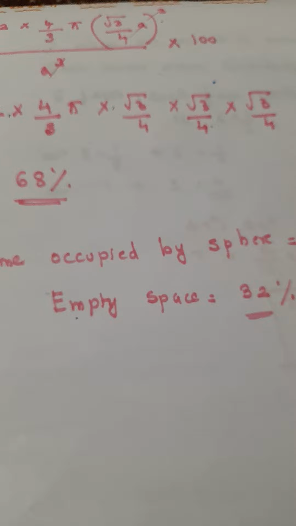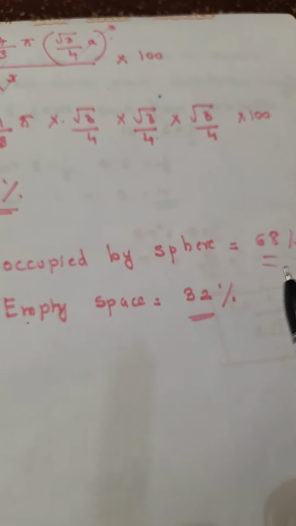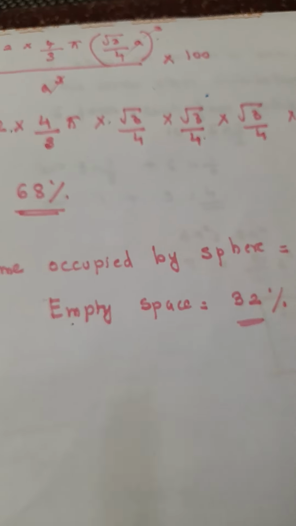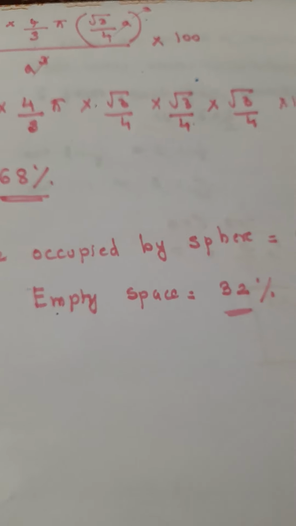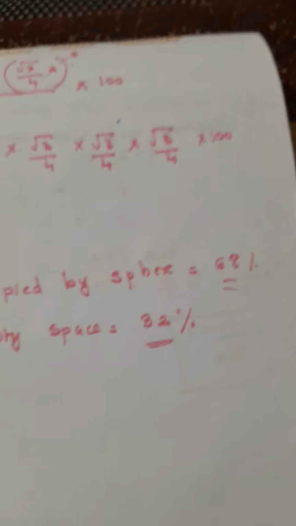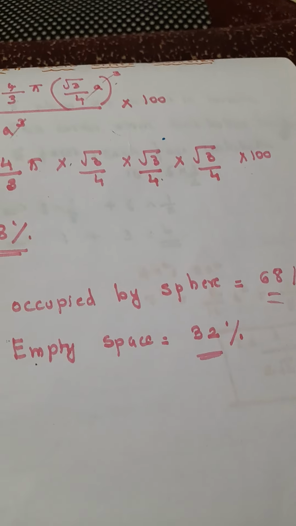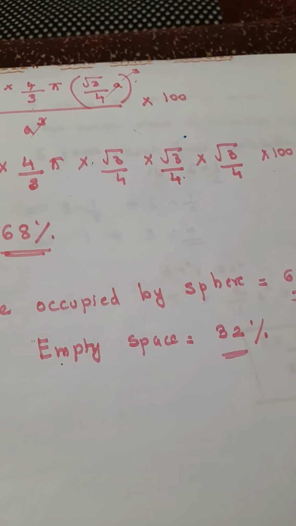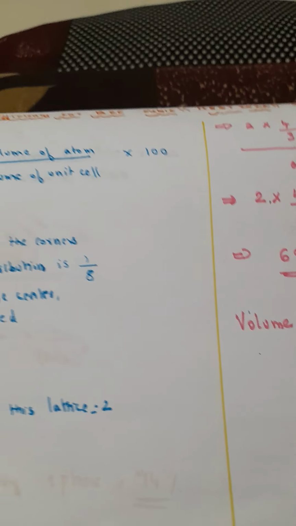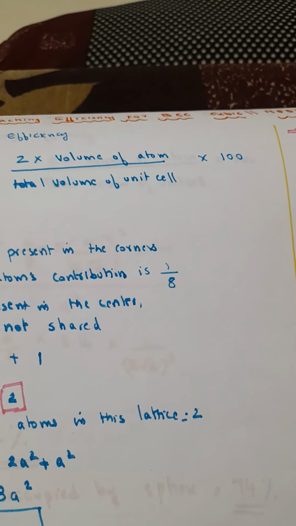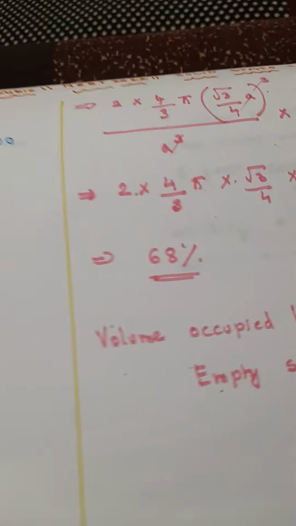Sometimes they can also ask you the empty space. So if 68% of the volume is occupied, what is the empty space here? It is just 32%, because 100 minus 68 will give you 32%. So it is very easy to find out the packing efficiency. You just want to know two things. One is Z and the second one is radius.